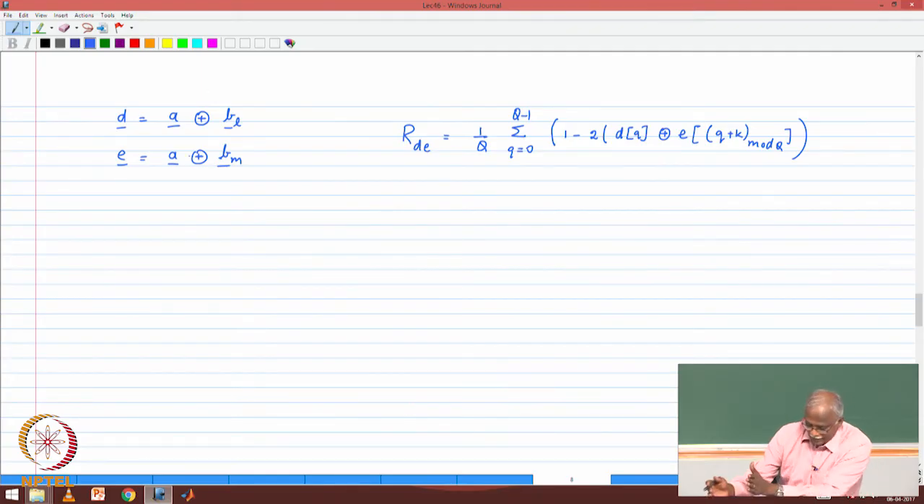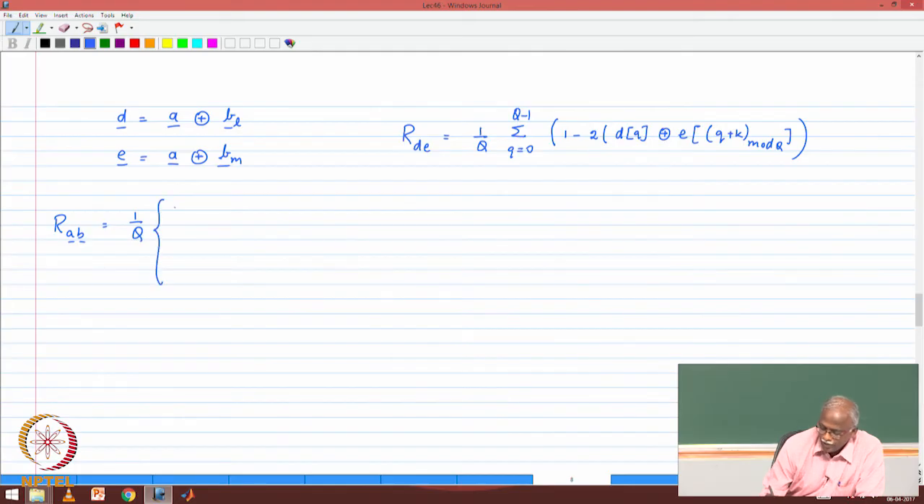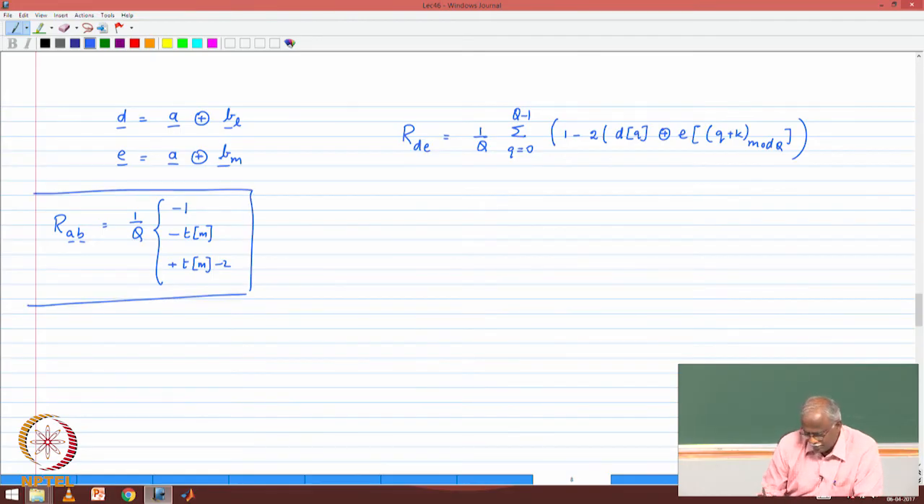Now, before we get to the further parts, what is the guarantee of the Kasami-Gold? Basically, they said that the preferred sequences RAB are such that they have the property 1 over q, and it will take on one of these values: -1 minus t of m, or plus t of m minus 2. It will take one of these values. So this is the property of the preferred sequences.